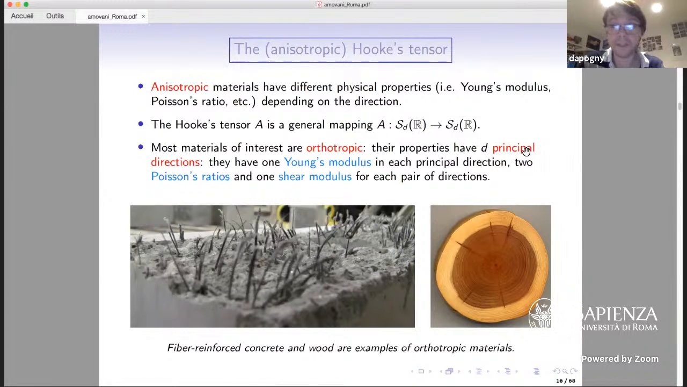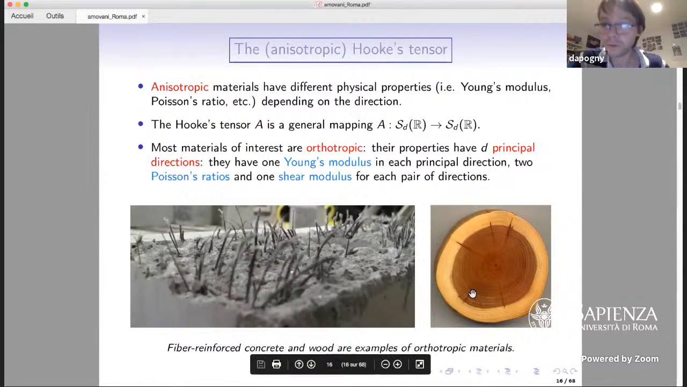Orthotropic meaning that they have principal directions. They have one Young's modulus per principal direction, and one Poisson ratio and one shear modulus per pair of principal directions. So here is the example of reinforced concrete, where you have a matrix of concrete with some vertical fibers of metal, for instance, and so the Young's modulus will be very different depending on whether you try to stretch or compress the material in the direction of the fibers or in the transverse direction.